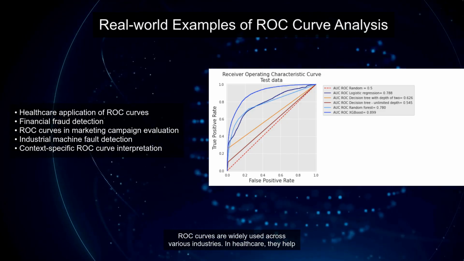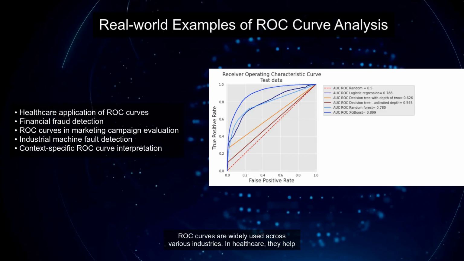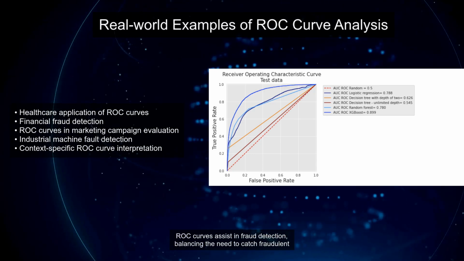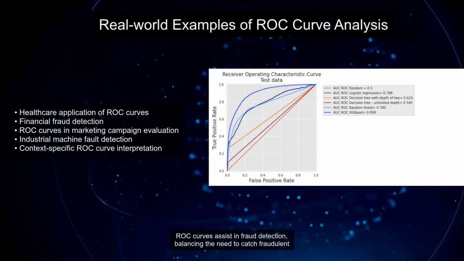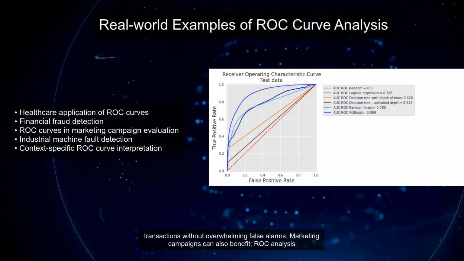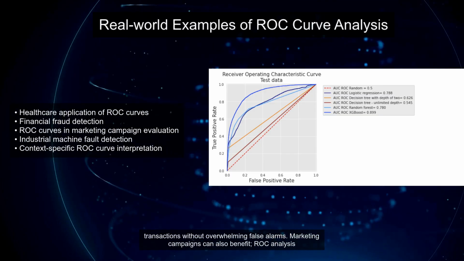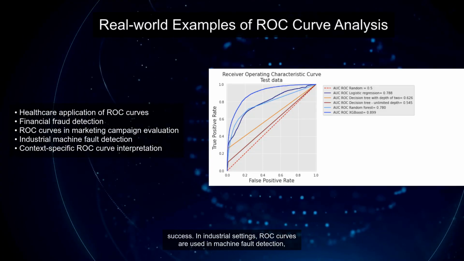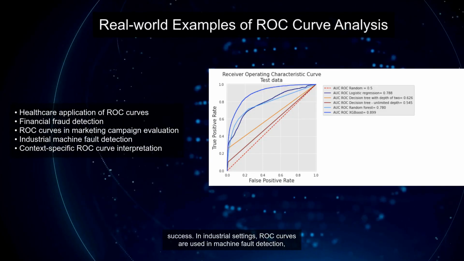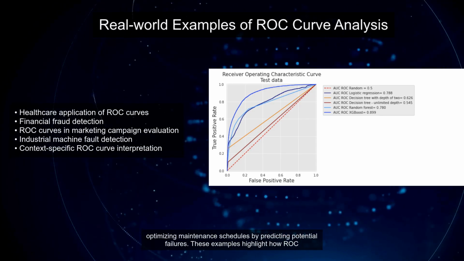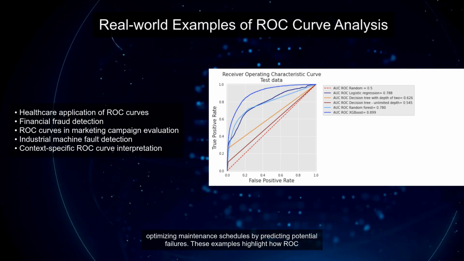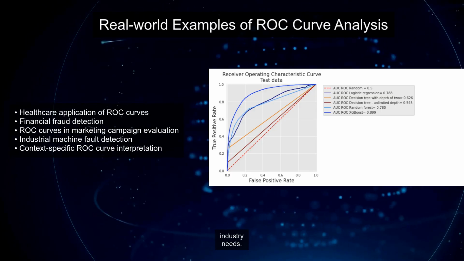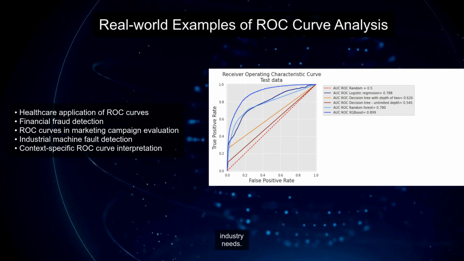ROC curves are widely used across various industries. In healthcare, they help evaluate diagnostic tests, ensuring that models accurately identify diseases. In financial sectors, ROC curves assist in fraud detection, balancing the need to catch fraudulent transactions without overwhelming false alarms. Marketing campaigns can also benefit. ROC analysis helps in targeting the right audience by assessing model predictions for campaign success. In industrial settings, ROC curves are used in machine fault detection, optimizing maintenance schedules by predicting potential failures. These examples highlight how ROC curve interpretation must be context-specific to provide real-world value, adapting to distinct industry needs.